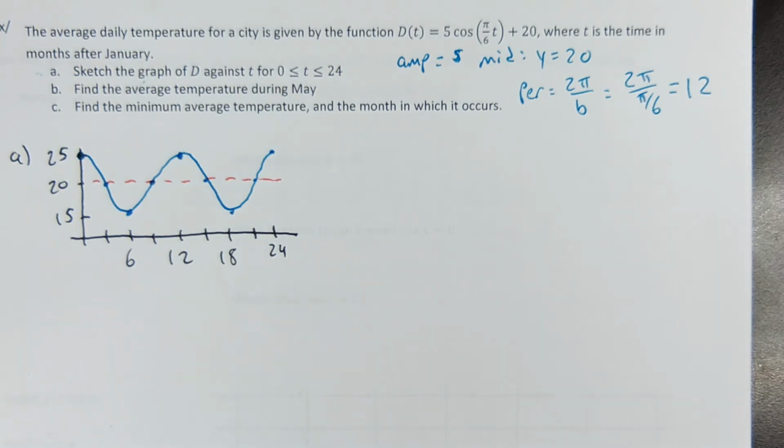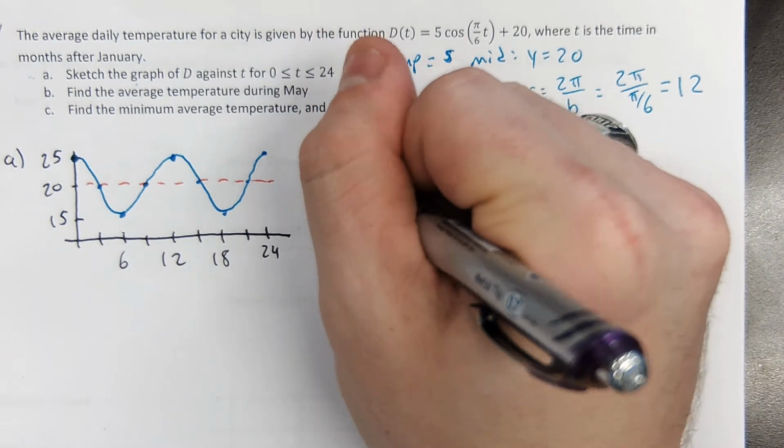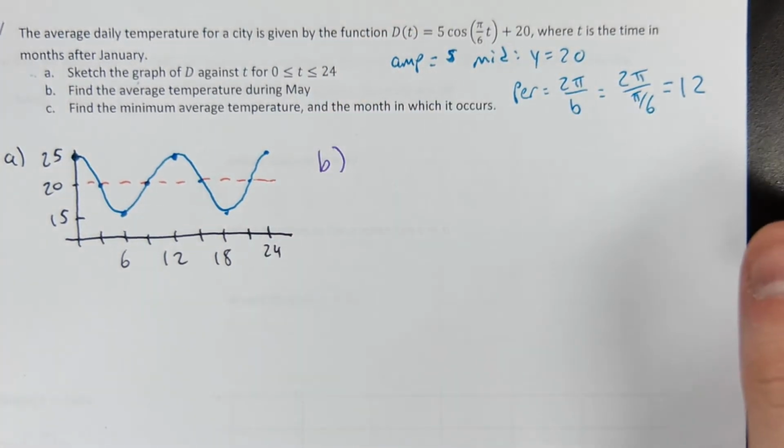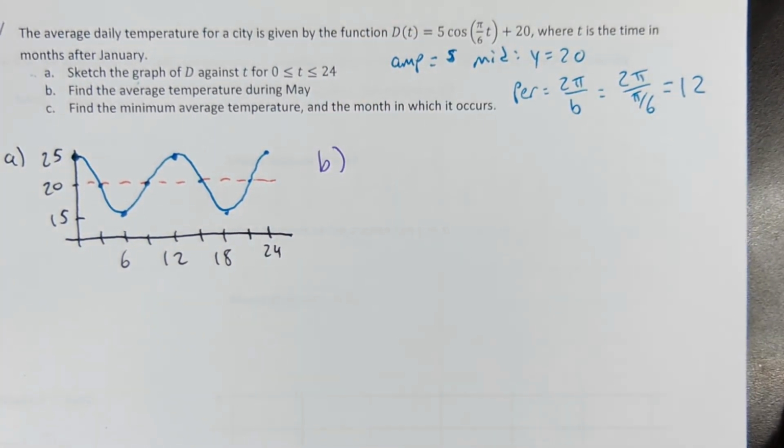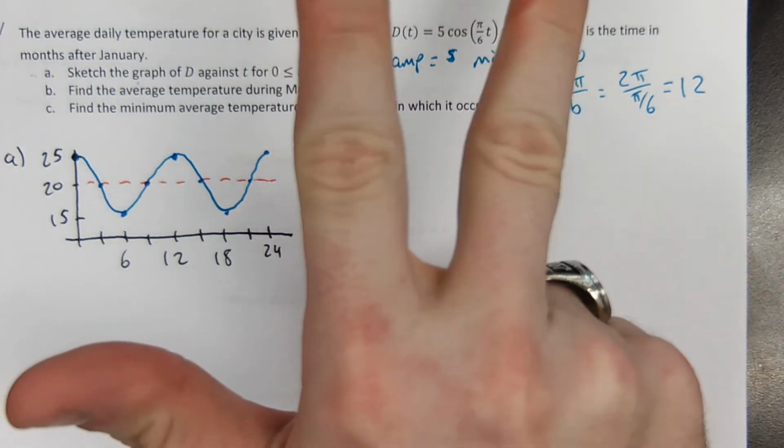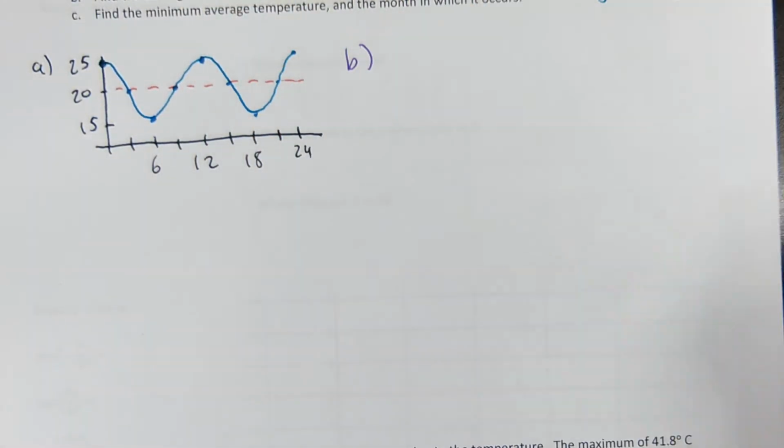Part B. Find the average daily temperature during May. So what does t equal for May? No, it's 4, because January is 0. So February, March, April, May, 4.